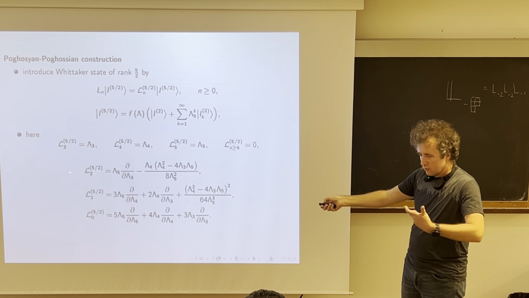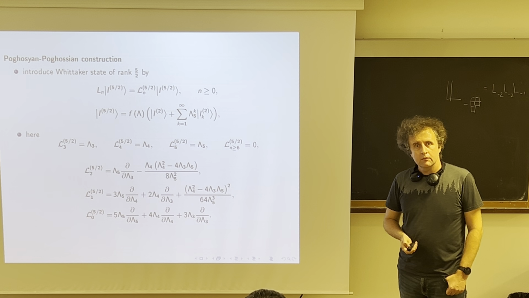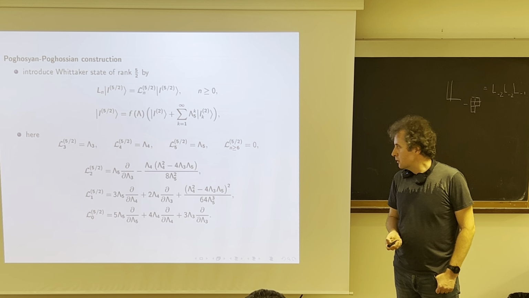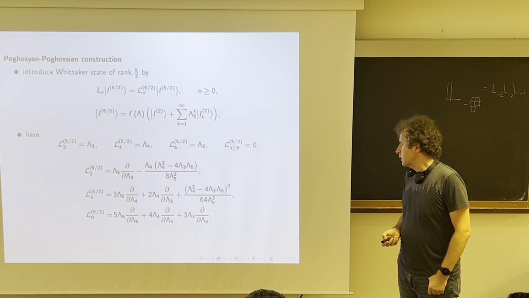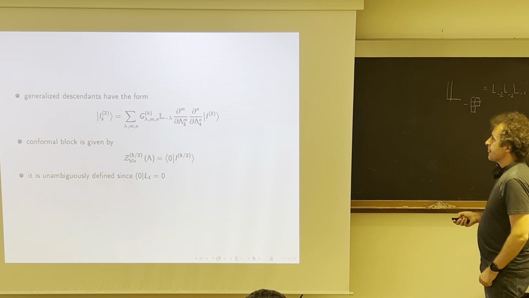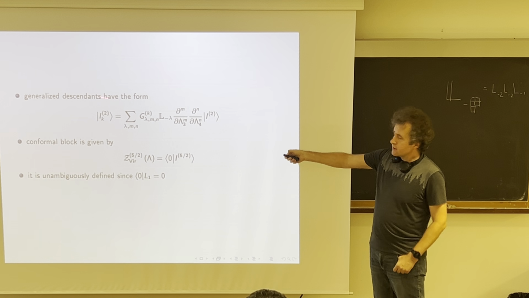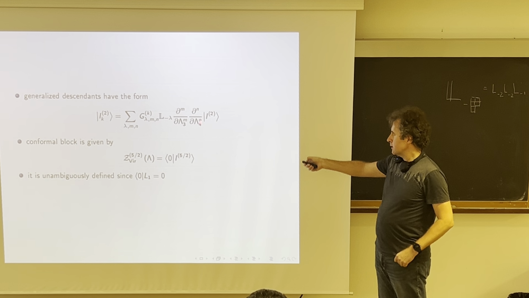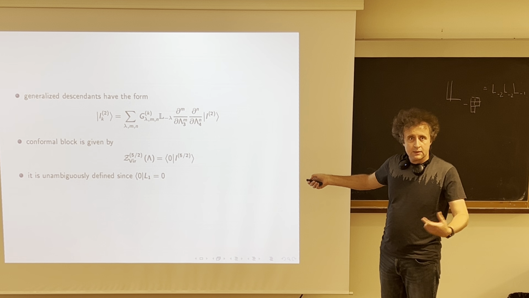Also the coefficient, so the second term of the first line, lambda 4 squared minus 4, has to be computed. You can ask the computer. But here again, this is precisely parallel to Gaiotto-Teschner. So the generalized descendants have this form. And now the advantage is that you can define and compute conformal blocks, because this ambiguity that I had before with, say, the L1 generator does not appear.